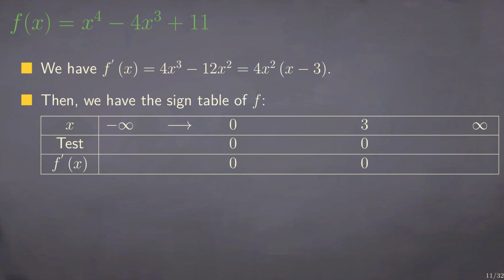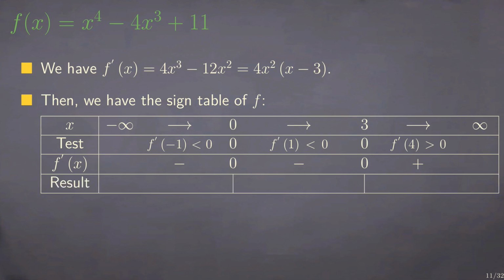Say from minus infinity to 0, I choose to compute the derivative of f at x equals minus 1, and you can easily see that this value is negative. This means that the sign of the derivative of f over the interval from minus infinity to 0 is minus. Similarly from 0 to 3, I compute the derivative of f at x equals 1, and I can conclude that the sign of the derivative of f is minus. And from 3 to infinity, if you compute the derivative of f at x equals 4, then you get that the sign of the derivative of f is plus.